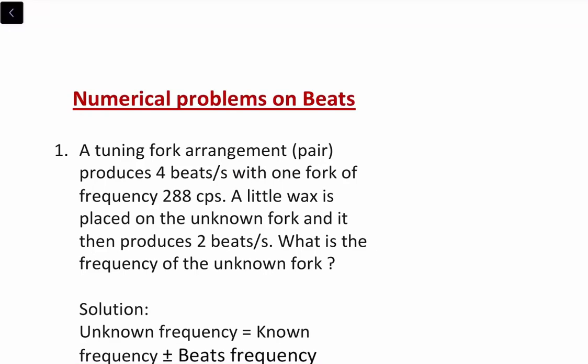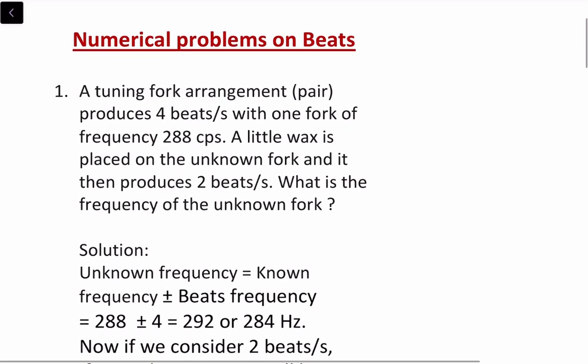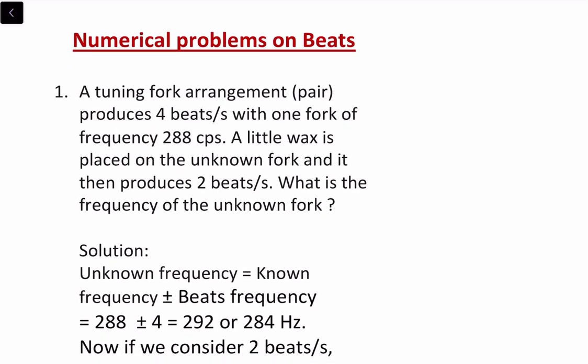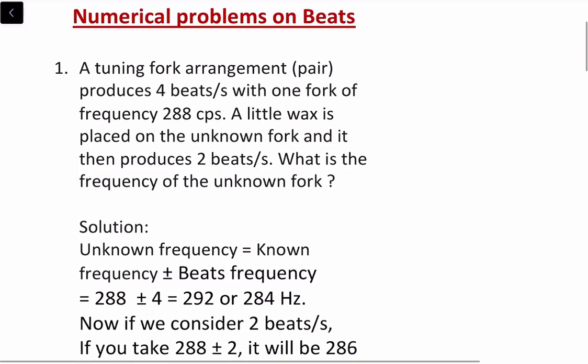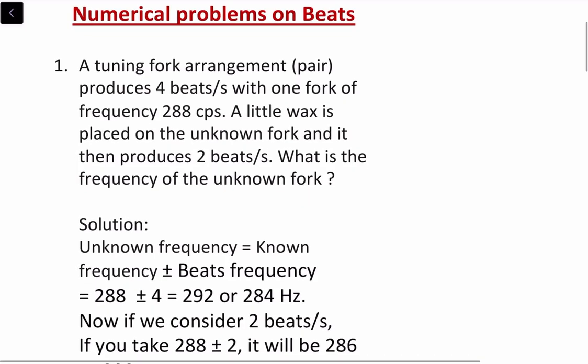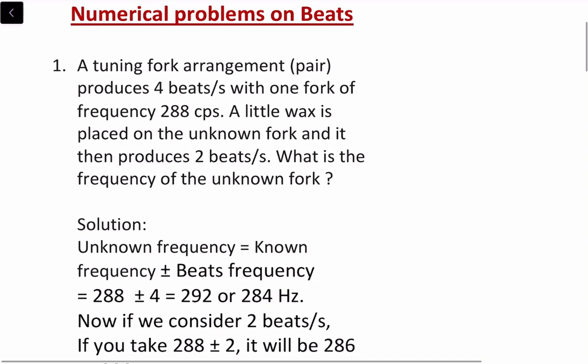Hello everyone, today let us see some numerical problems on beats. The first problem goes like this. A tuning fork arrangement, that is a pair of tuning forks, produces 4 beats per second with one fork of frequency 288 cycles per second. A little wax is placed on the unknown fork and it then produces 2 beats per second. What is the frequency of the unknown fork?